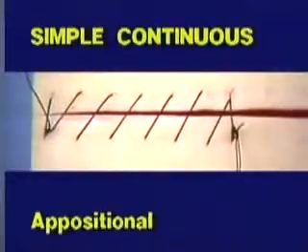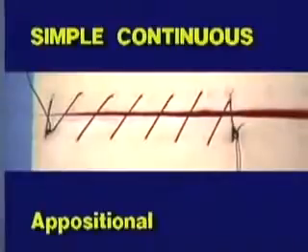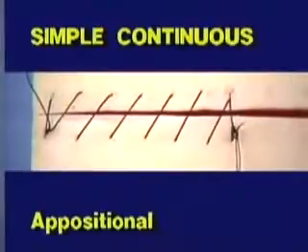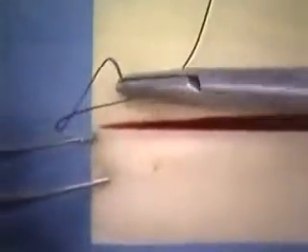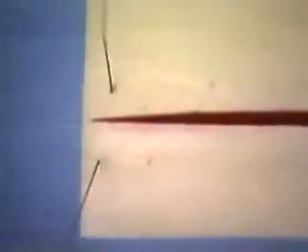The third pattern to be demonstrated is the simple continuous suture. This is an appositional suture pattern. The simple continuous suture is made by first creating a simple interrupted suture and knotting. Only the short or non-needle end is cut short.